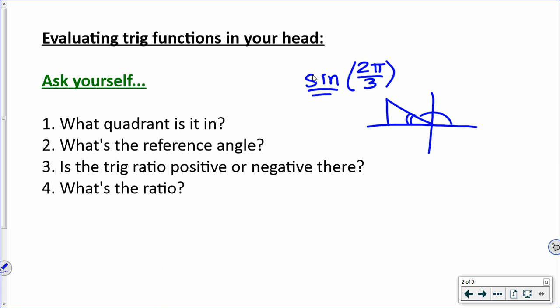And finally, what is the ratio? Knowing that this is a 60-degree angle says we can assign root 3 across from the 60, which means 1 would be the other leg, and 2 would be the hypotenuse. So we can answer the sine is going to be a positive root 3 over 2. So we can use triangles to evaluate trig functions in any quadrant if you know your 30-60-90 shortcuts and your 45-45-90 shortcuts.